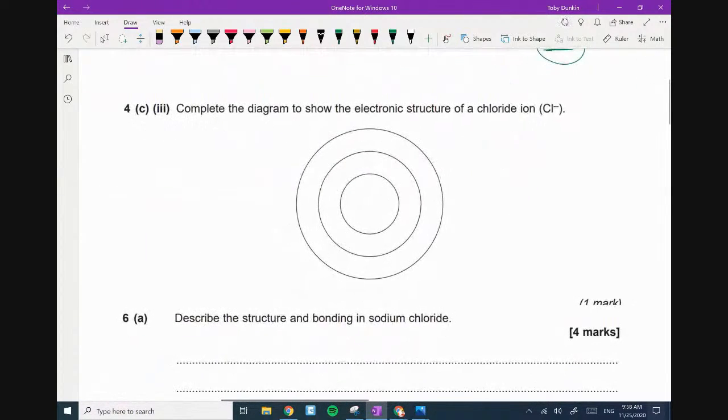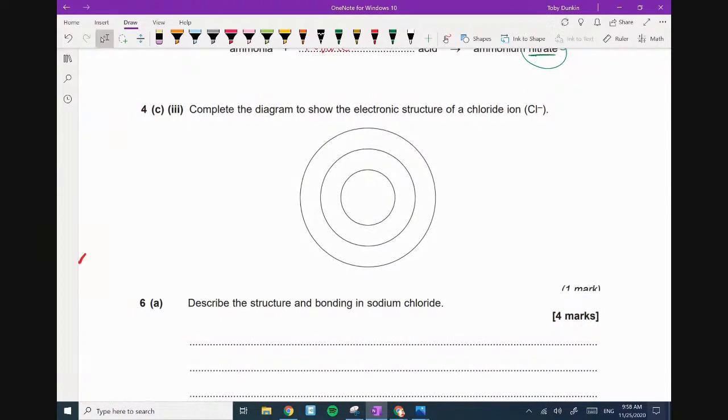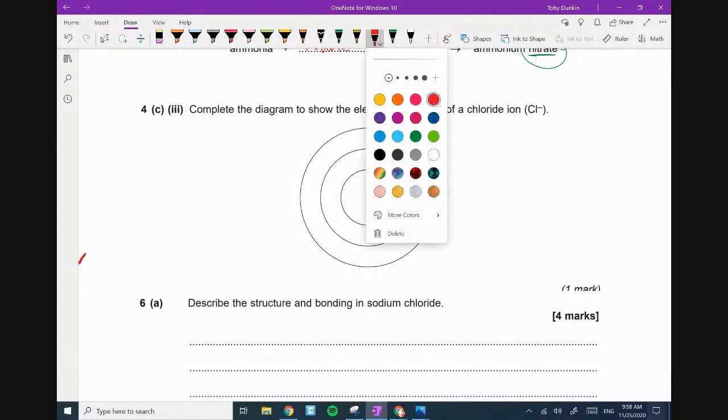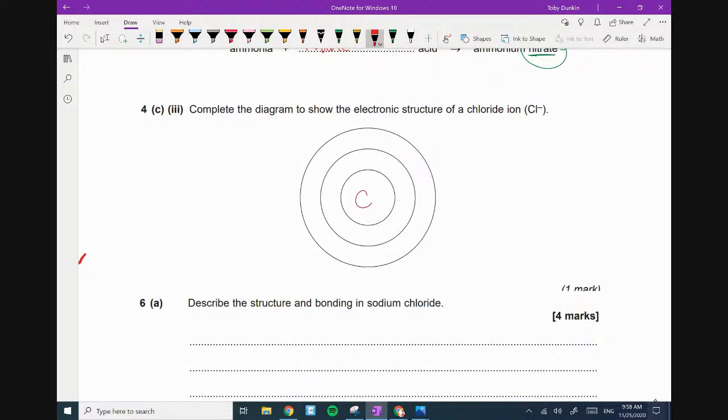Next, draw the complete diagram to show the electronic structure of a chloride ion. Okay, so chloride, Cl in the middle, 2 electrons in the inner first shell, 8 electrons in the second shell.